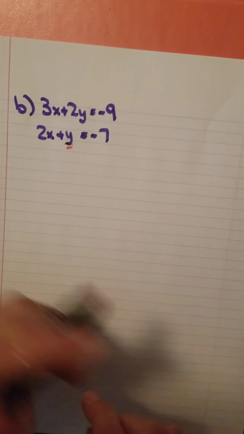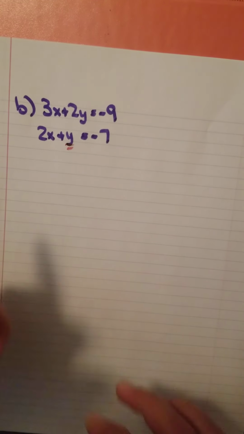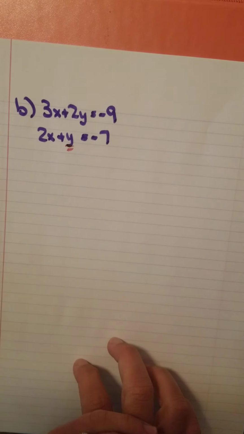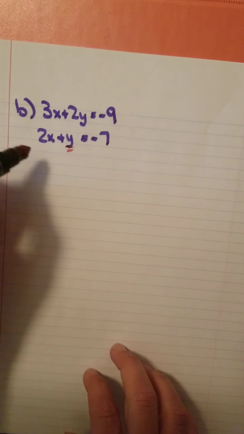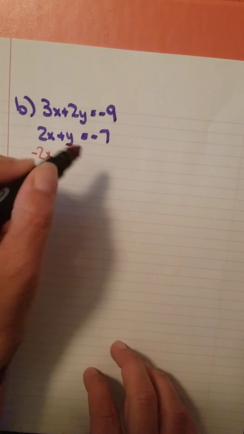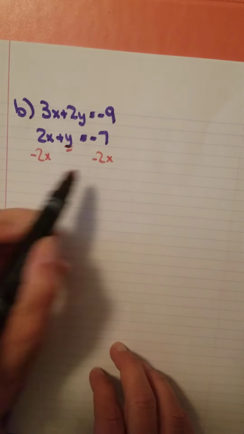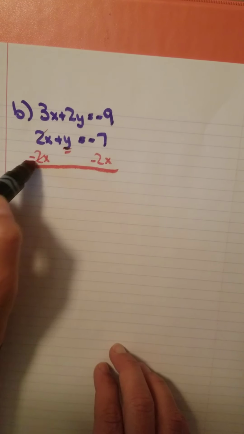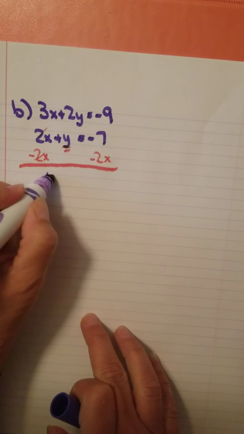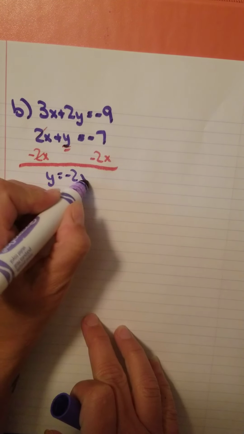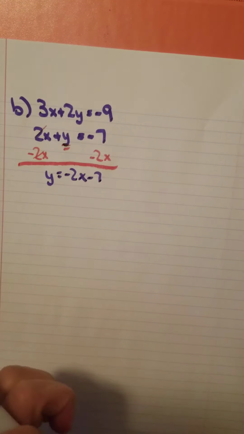So what I'm going to do is get this y alone. So I'm going to move everything to the other side. So we're not solving, we're just trying to get this alone. So to move this 2x over, I'm going to subtract 2x. So my 2x's cancel out. So my new equation would be y equals negative 2x minus 7. And again, the reason why we did that is we need a letter alone.